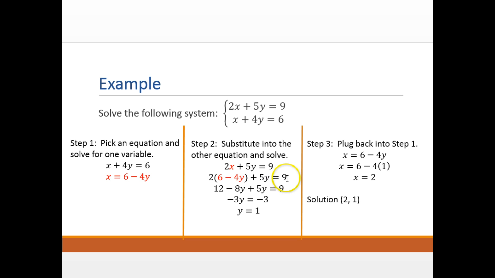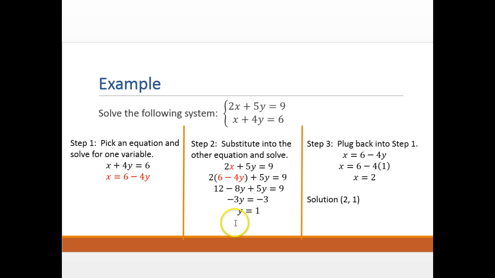We've done this before. We've solved equations with a single variable. Let's distribute the 2. 2 times 6 is 12. 2 times negative 4 is negative 8y. Plus 5y equals 9. You get negative 3y equals negative 3, so y is 1.